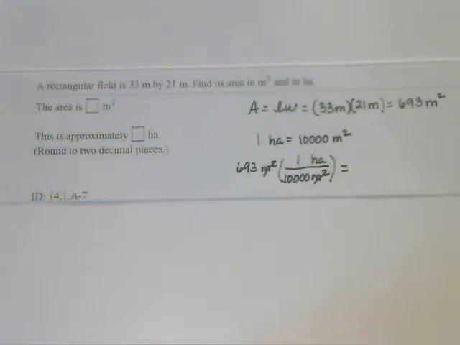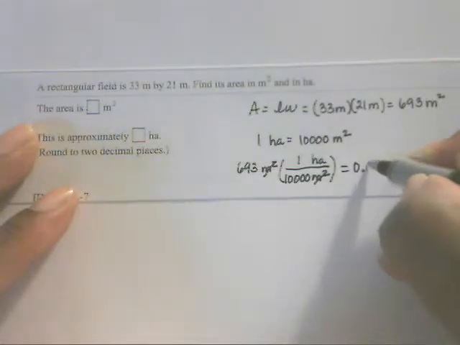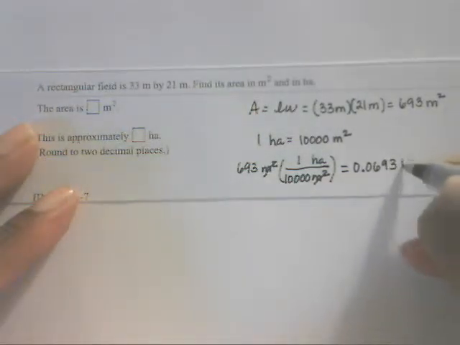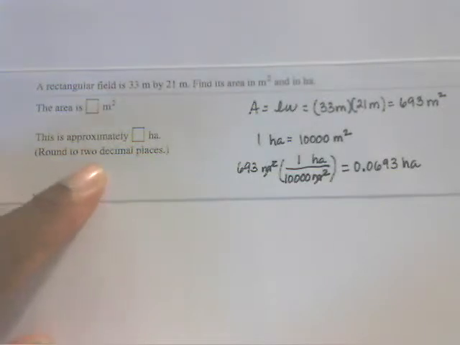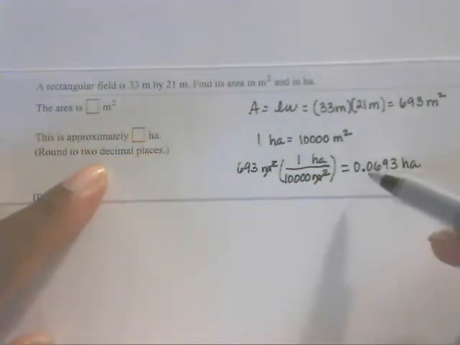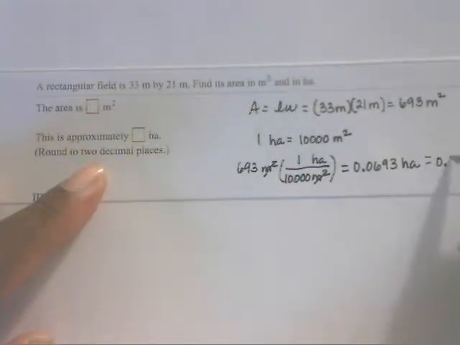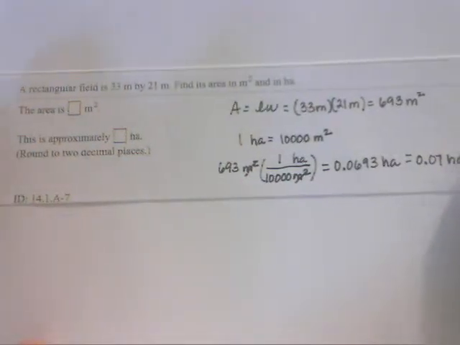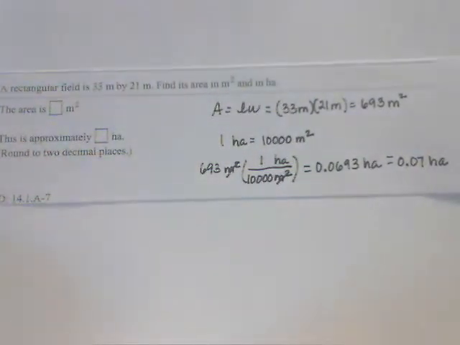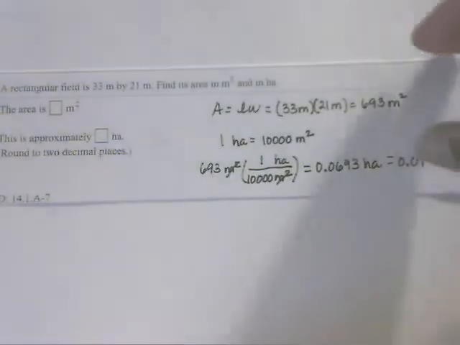You'll get 0.0693. And that's in hectares. Now, the directions say round to 2 decimal places here. So this decimal rounded to two places would be 0.07 hectares. So the area in hectares will be approximately 0.07 hectares. And the area in square meters will be 693 square meters.